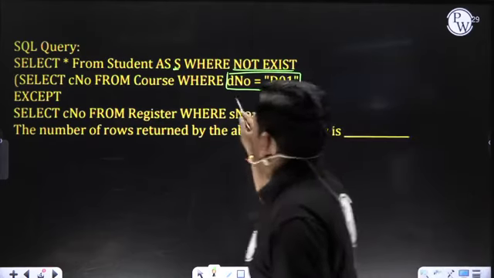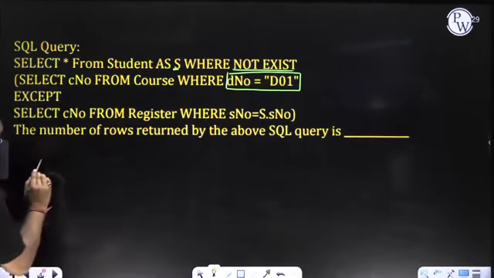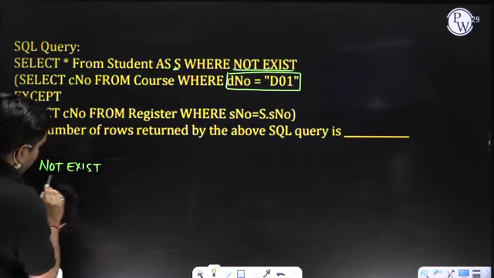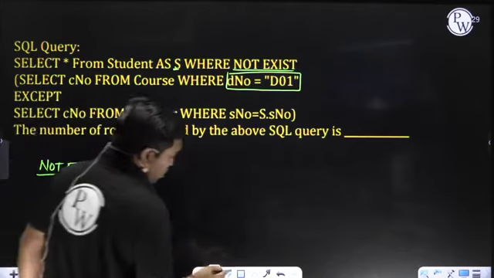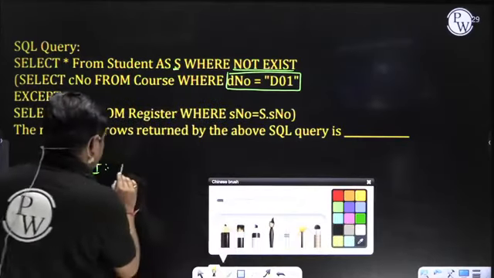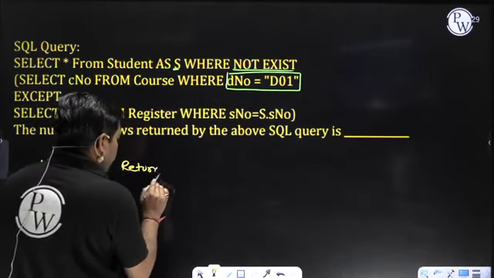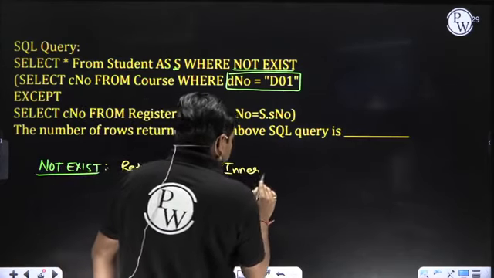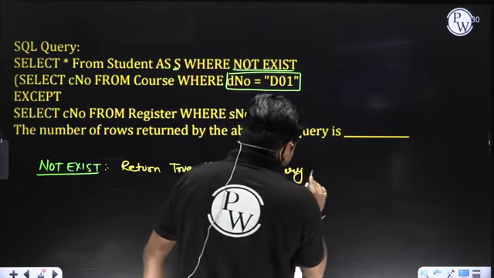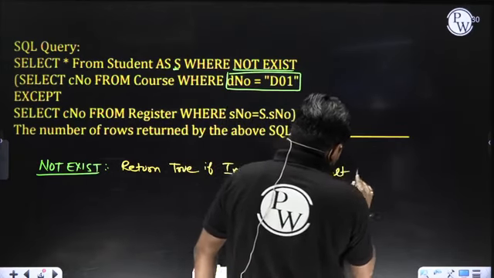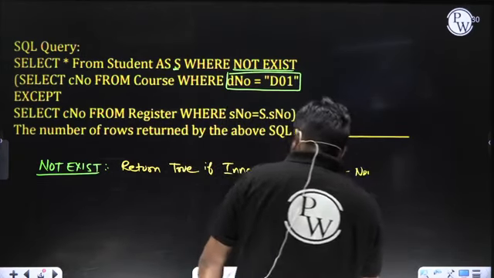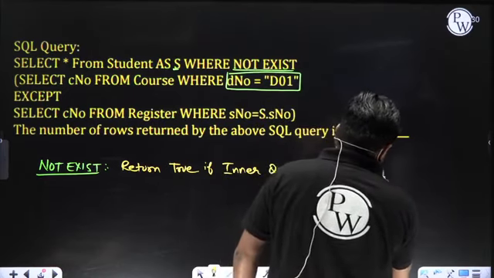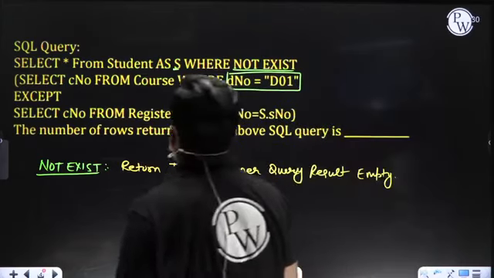First of all, it is mentioned not exists. You know the concept of not exists? Not exists returns true if the inner query result is empty. If the inner query result is empty, then it will return true. First of all, that is the main point.